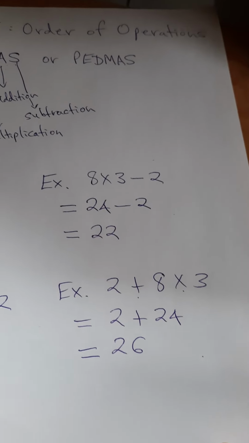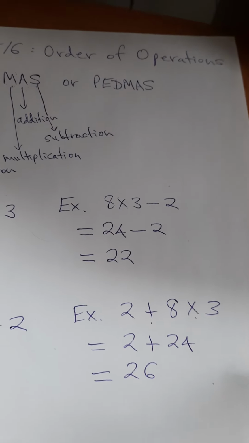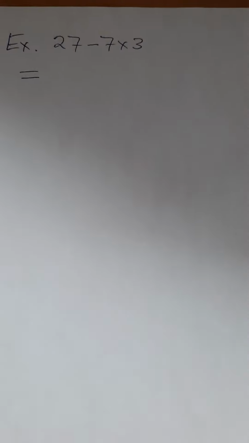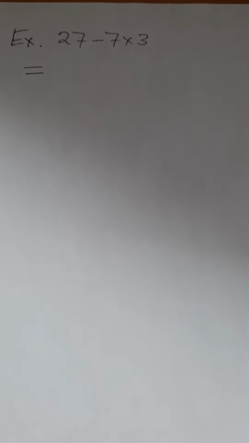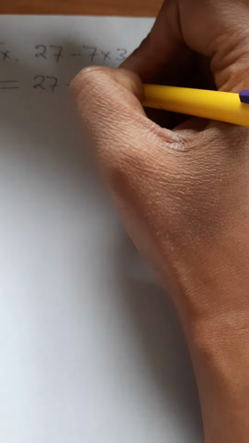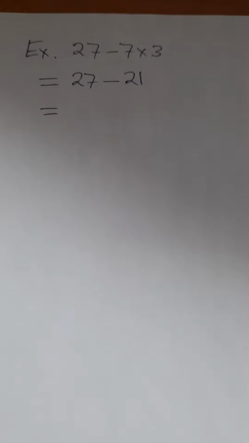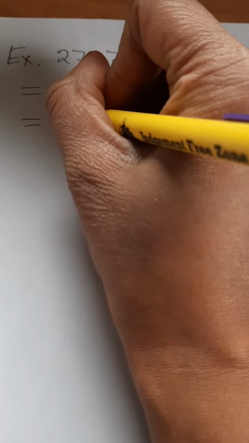Okay, so let's move on to the other questions. That might be maybe just a little more complicated. So let's try this one. Let's do something simple first. So 27 minus 7 times 3. I should always just remember that I have to multiply and divide before I add and subtract. So what I want to do is the 7 times 3 first. So 27 minus 21, like this. And then I'm going to subtract it. So I'm doing 27 minus 21, which is equal to 6.